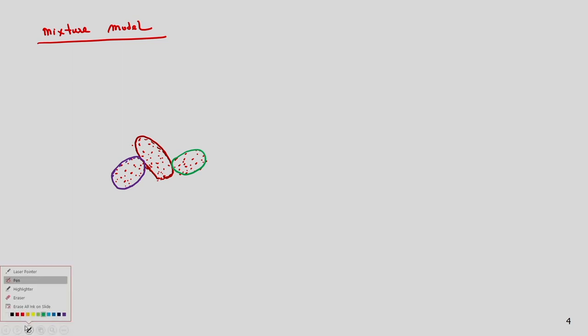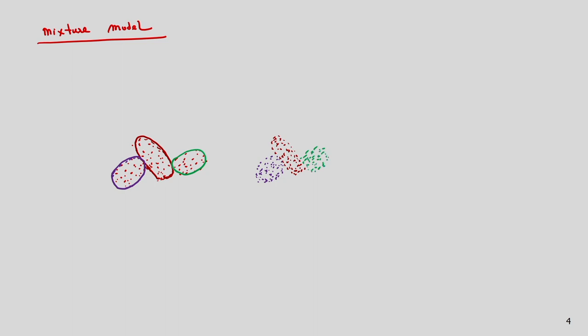So that means I will be getting this one. So this will be one Gaussian. So this Gaussian approximates this data distribution. I have another Gaussian. So all these are data points corresponding to the second Gaussian, and I have another Gaussian. So this data distribution is represented by the third Gaussian. So this is number 1 Gaussian, number 2, and number 3. So 3 Gaussians we are considering. So we have 3 clusters.